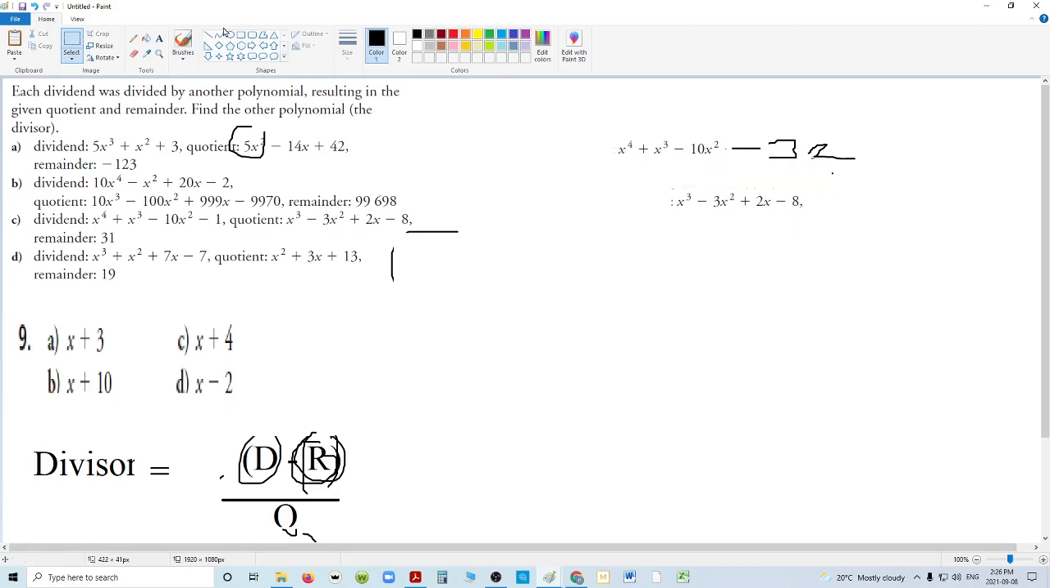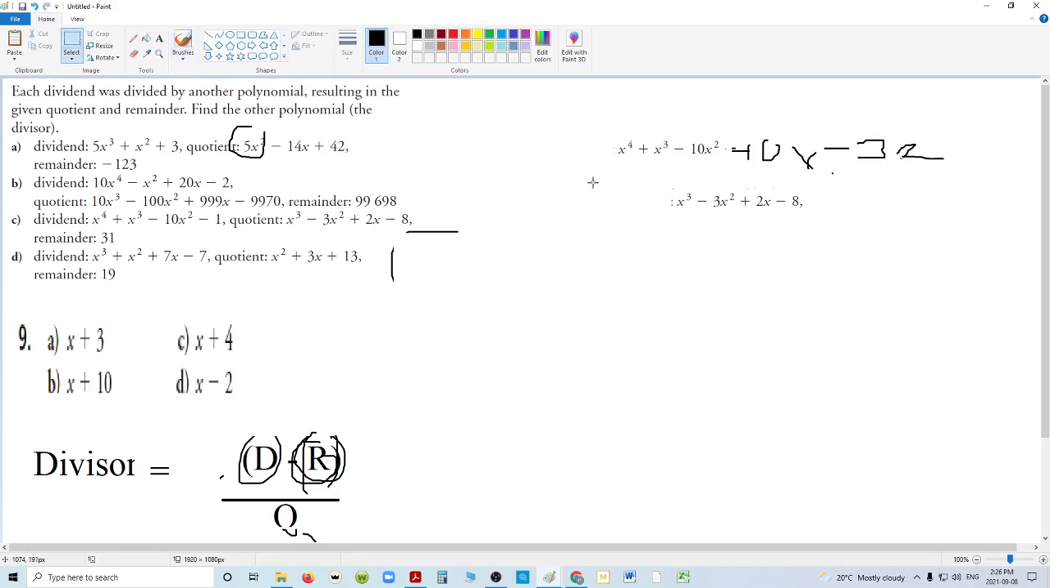Are we missing any terms? X to the 4, x cubed, x squared. Oh, we're missing our x. These ones are fine. So we have to produce up above a plus 0x. It's very important to do that, otherwise your columns won't line up. Plus 0x.